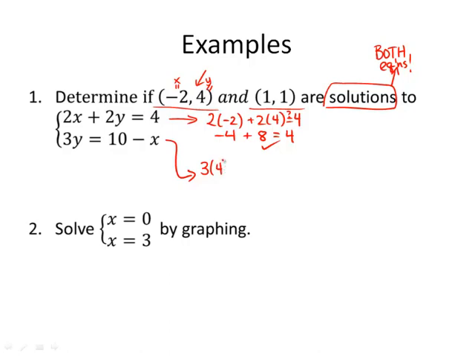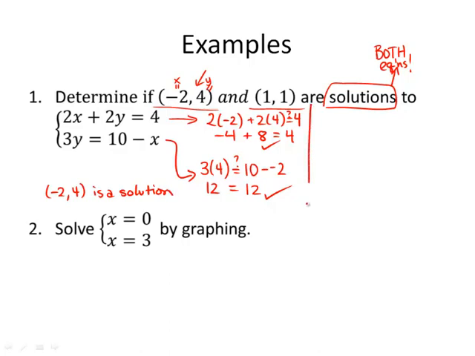Since it works for the first one, you have to keep going because you need to check if it works for both. 3 times 4, does that equal 10 minus -2? Well, 12 equals 10 plus 2, 12. Yes, it does. So the first example is a solution.